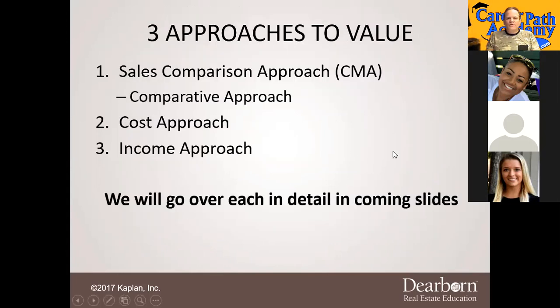So the three approaches to value. We got the sales comparison approach, which we help figure out by doing a CMA, or an appraiser does. They do an appraisal, right? Using the comparative approach or sales comparison approach. Call it whatever you want. Just don't call it an appraisal, right? We have the cost approach to value and the income approach. We're going to learn about these three approaches to value.